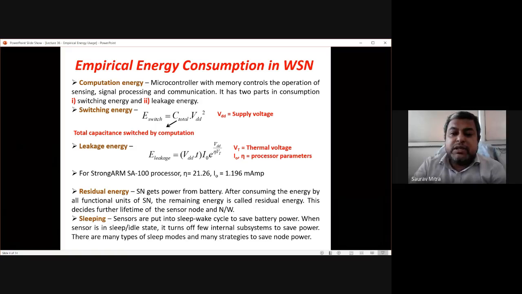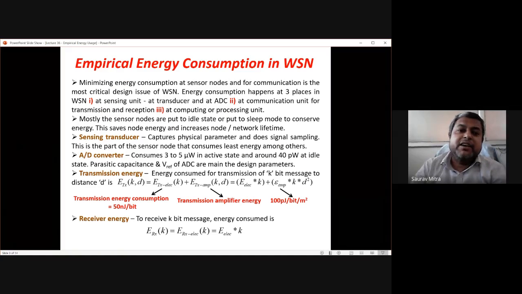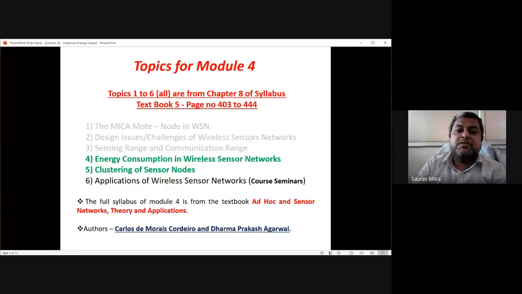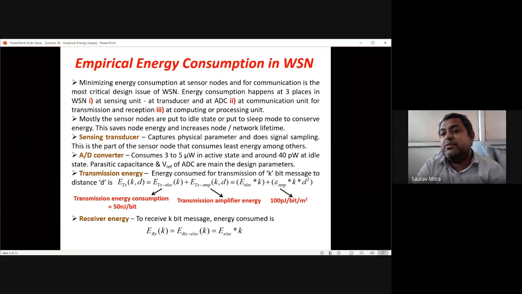So these are the two basic understandings of the empirical energy consumption formula in case of wireless sensor networks. Why save power? First you have to explain. We save power because we cannot go every time into the jungle or difficult places where the nodes are deployed. So once we have deployed them, they should be left there for months or maybe a year. Okay, so that is the first thing.